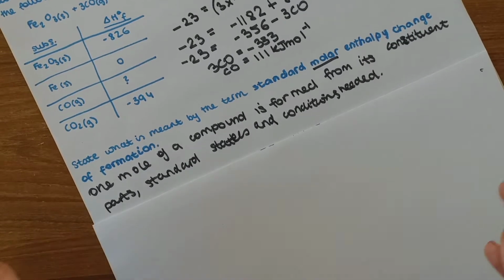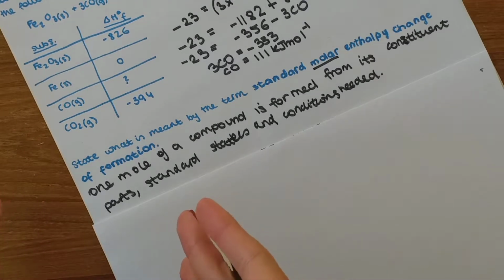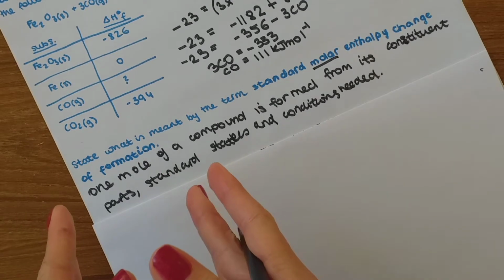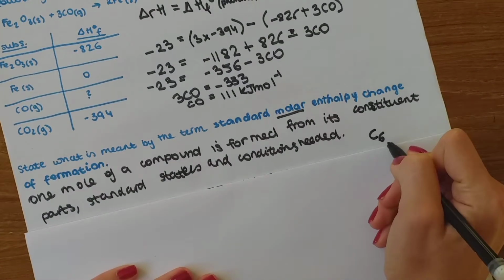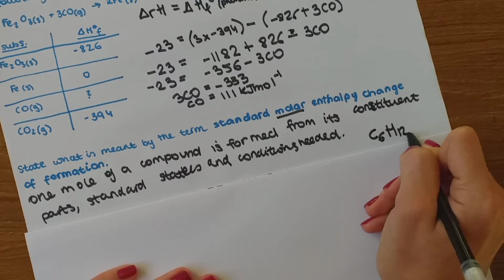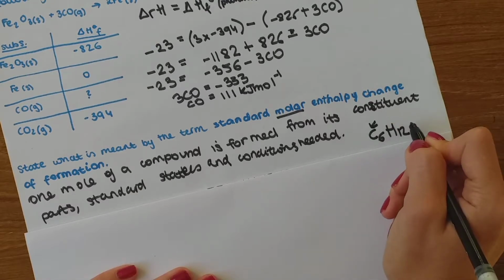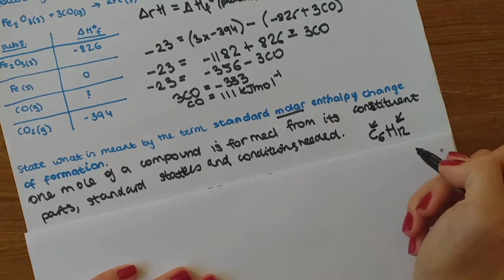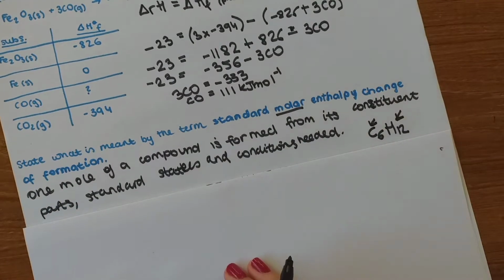So when 1 mole of a compound is formed from the parts, from the elements that the compound forms. So as we had, like, C6H12, the constituent parts would be the carbon and the hydrogen. So it has 2 constituent parts. That's what they're looking for.